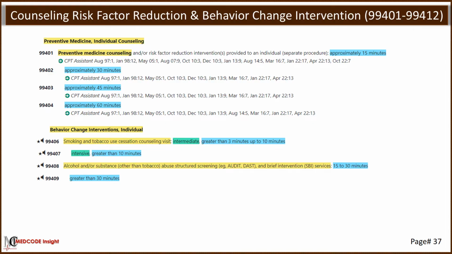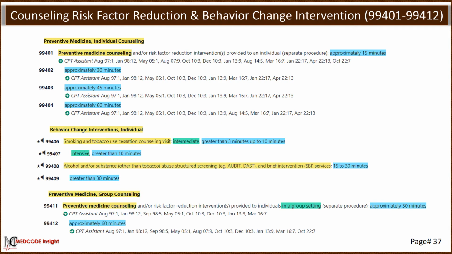Code 99,408 is used for screening a patient for alcohol or other non-tobacco substance abuse, with the screening lasting 15 to 30 minutes, followed by a brief intervention in the same session. For code 99,409, the counseling lasts more than 30 minutes. The codes 99,411 and 99,412 are used for preventive medicine group counseling. Code 99,411 is for approximately 30 minutes and code 99,412 is for approximately 60 minutes.